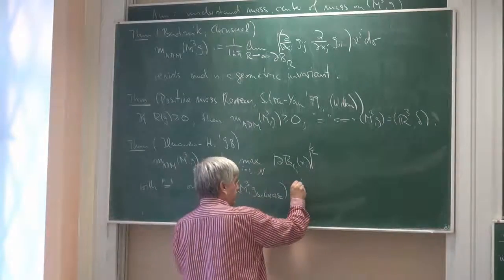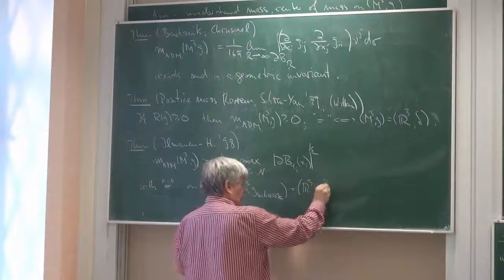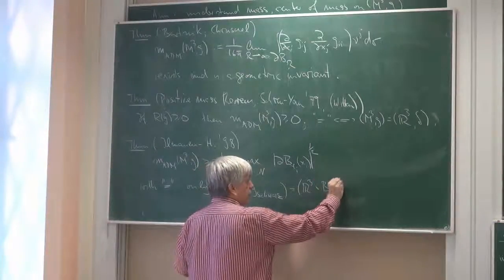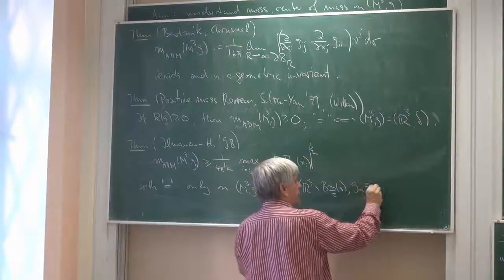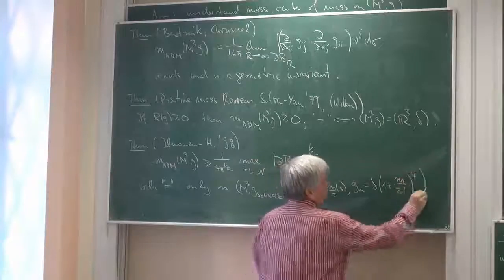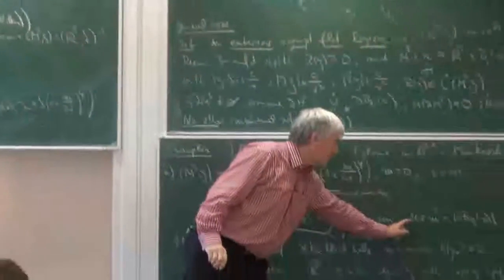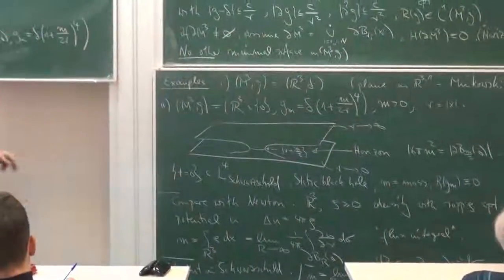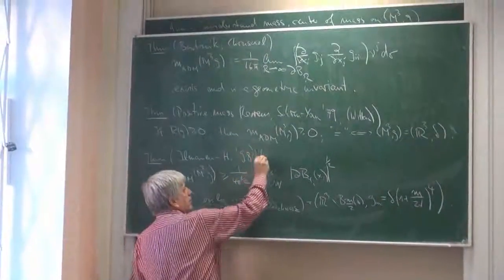equals R3 outside a ball of radius m over 2 around 0, with g_m equals delta times 1 plus m over 2r to the 4, which is this example. So you have equality in this inequality only in Schwarzschild. This is called the Penrose inequality.